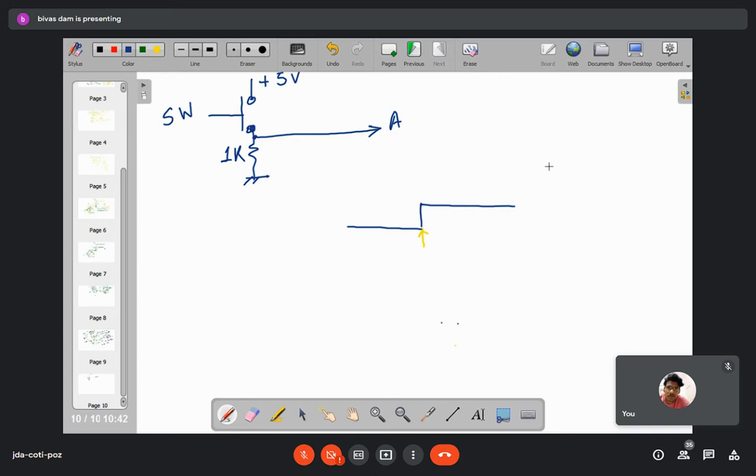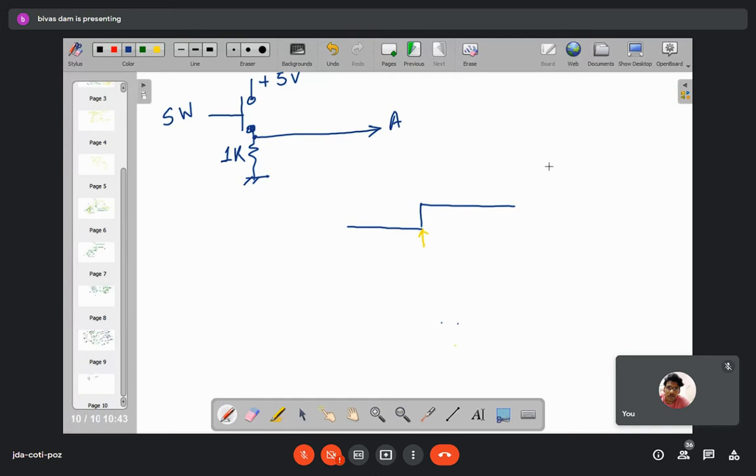Practically, all switches are mechanical switches. And all mechanical switches have some spring action involved. Due to the spring action, as soon as you press the switch, the contact will be made. But due to the spring action, the contact will be broken momentarily for some duration. Then the contact will be made once again, broken once again, made, broken, and ultimately it will be the made condition.